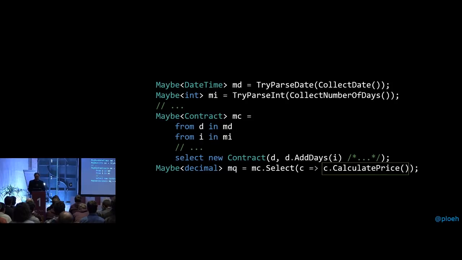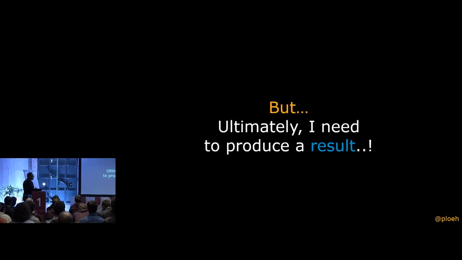And I know what you're going to say now. You say, well, yeah, but ultimately I need to produce a result. I can't display a maybe of decimal on the screen. I need to give the user a price. Yeah, but again, if you don't have a price, you don't want to display 0, then you want to display an error message or something like that, and that's another thing. You don't want to get the value out. You need to figure out how to arrive at a final result. That's not quite the same problem.